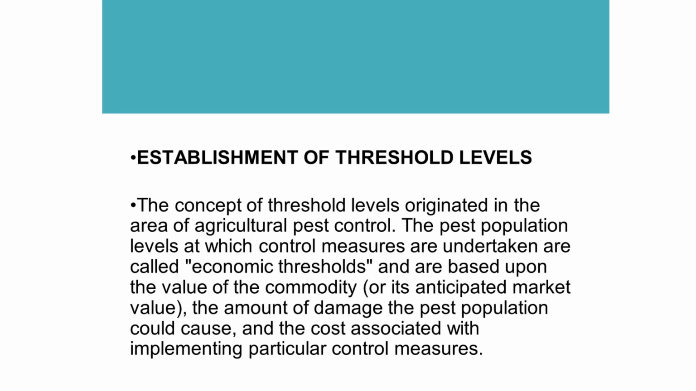Establishment of threshold levels. The concept of threshold levels originated in the area of agricultural pest control. The pest population levels at which control measures are undertaken are called economic thresholds and are based upon the value of the commodity or its anticipated market value, the amount of damage the pest population could cause, and the cost associated with implementing particular pest control measures.